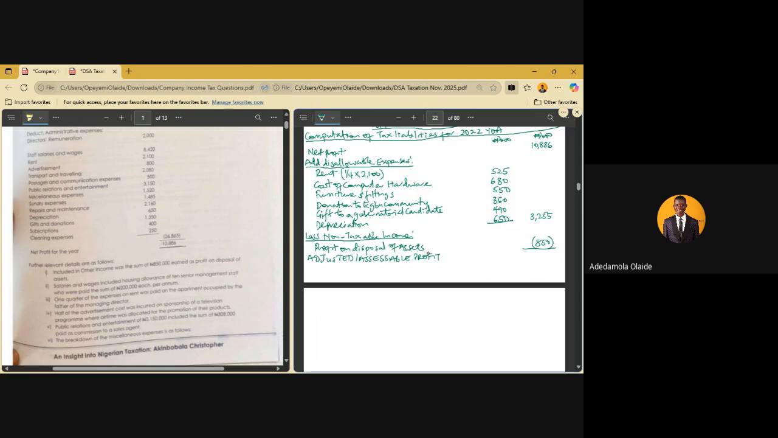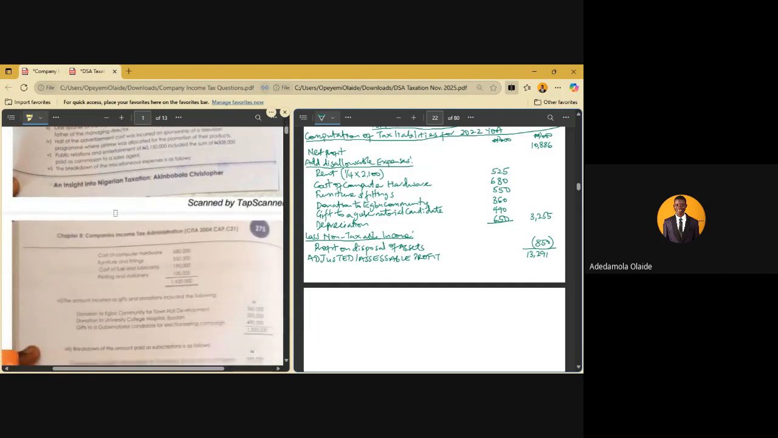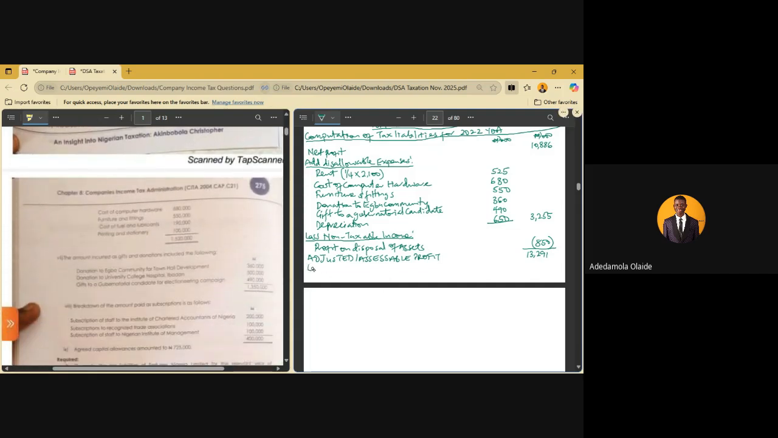Figure 13,291, sorry. So after that, we can now go ahead to say less capital allowance. Less capital allowance since we don't have loss. So capital allowance will be capital allowance. We don't have brought forward, but we have capital allowance for the year to be 725.